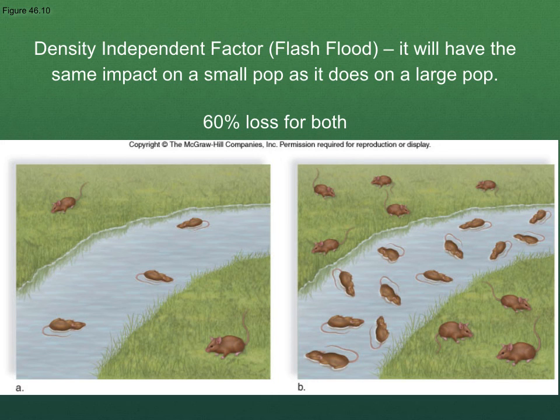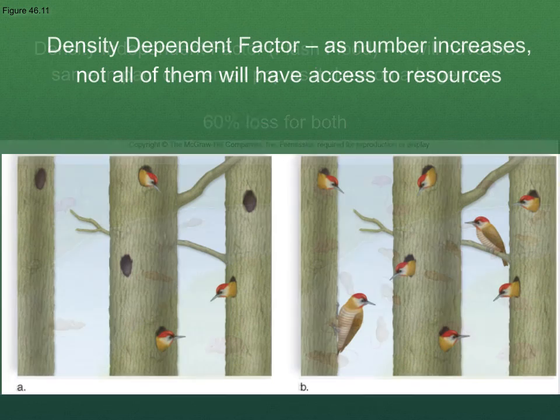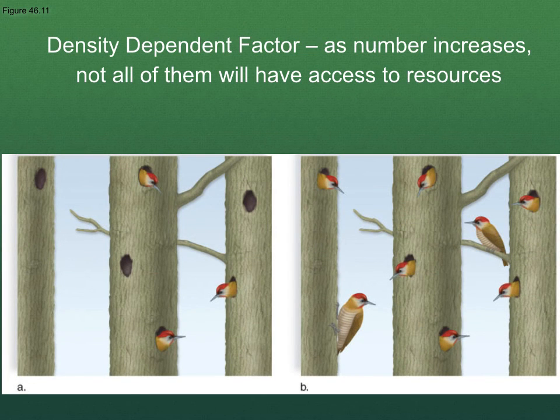So just an example, here we have two different populations, and then there was a large flood. That is a density-independent factor, meaning it does not matter how big the population is. In each case, there was 60% loss of the population, so we consider it density-independent. An example of a density-dependent factor is here. So we have birds, and they all live in the same environment in the tree, and as the number increases, not all of them will have access to the resources, so there becomes a point in which some are not able to find suitable homes. That is considered a density-dependent factor that would control population growth.